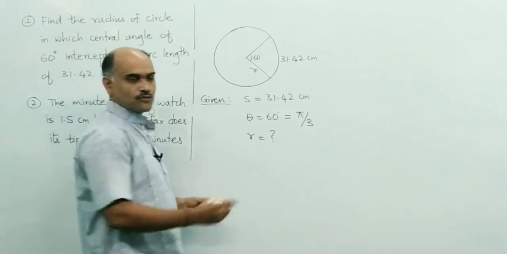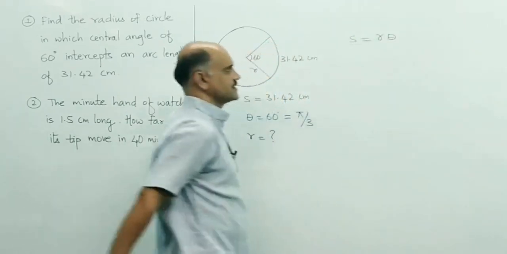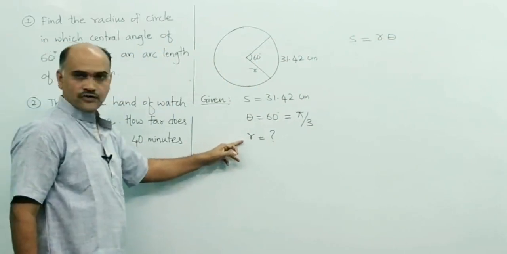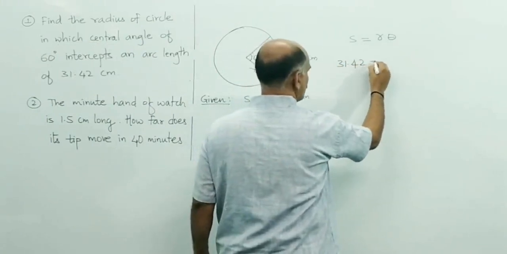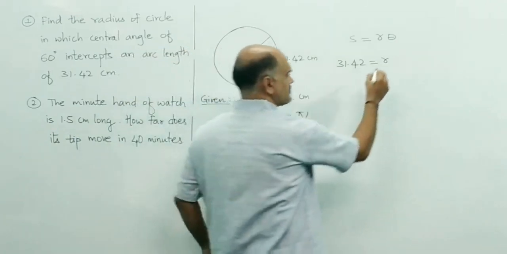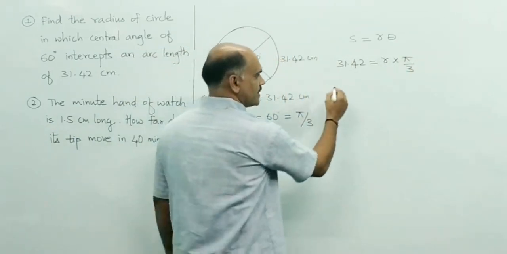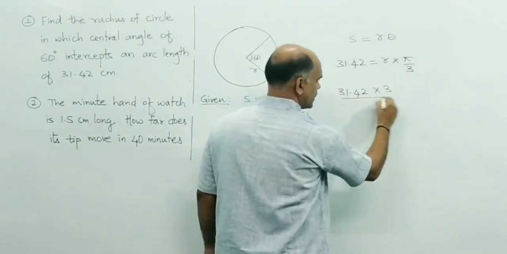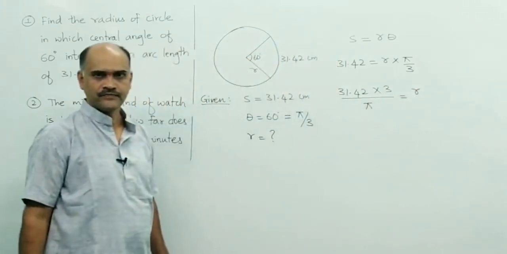So now use the formula, length of an arc, S is equal to R theta. So therefore, if I substitute, 31.42 is equal to R into theta, which in radian is pi by 3. If I cross multiply, 31.42 into 3 divided by pi is radius R.